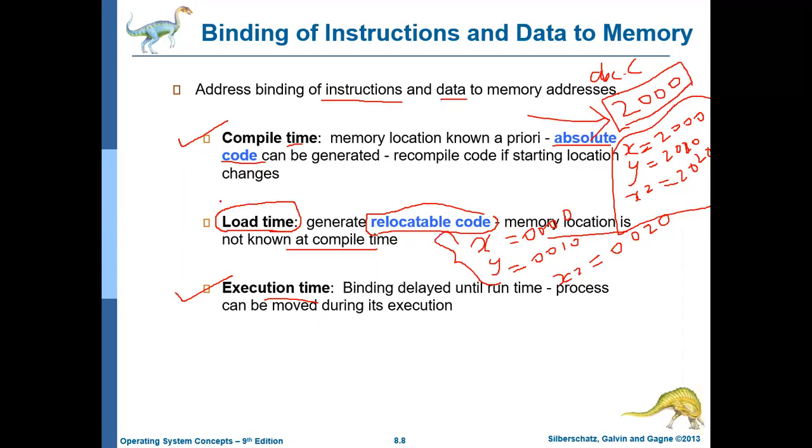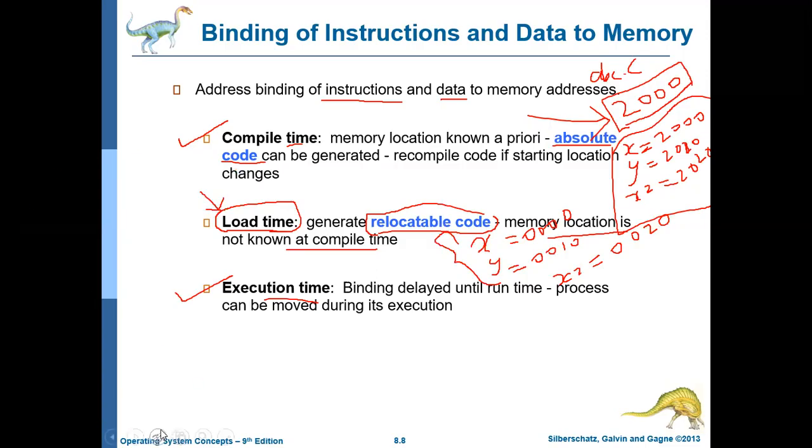Whenever it is loading, at least during loading, it should be informed at which location it should be loaded. So at that time it will be converted. So this is about compile time and load time binding. If the compiler was given the information about the base address or the starting address where the program should be loaded, then the compiler itself will directly create absolute code. If the compiler was not given this information, then the compiler will create relocatable code.